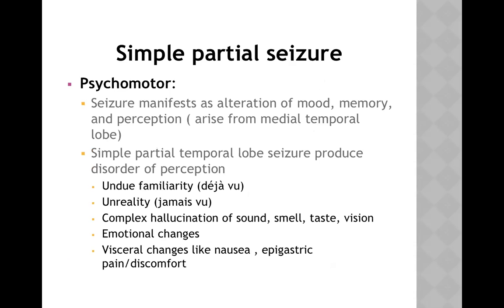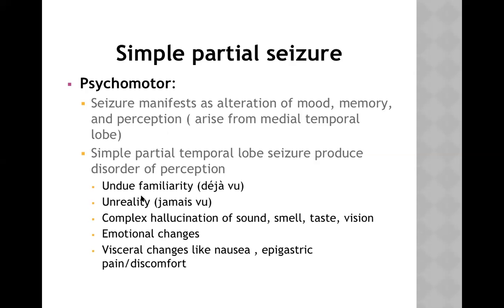Now, what about a psychomotor seizure? Psychomotor seizure, let's talk about it. In this condition, the seizure manifests as alteration of mood, memory, and perception, and these are mainly derived from seizure of temporal lobe. So these are also a part of temporal lobe epilepsy. This is an important diagnostic point: temporal lobe seizure or temporal lobe epilepsy. So they manifest as alteration of mood, memory, and perception.